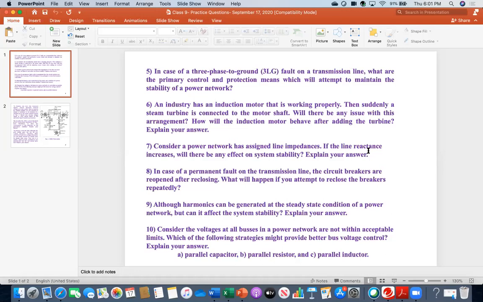That's the correct answer. Consequently, there will be a voltage drop, and then a low power factor, meaning that the voltage will go down. So when I asked whether there will be an effect on stability, yes, there will definitely be a voltage stability issue. So that will be the answer. I think everybody gets it, right? Yeah.